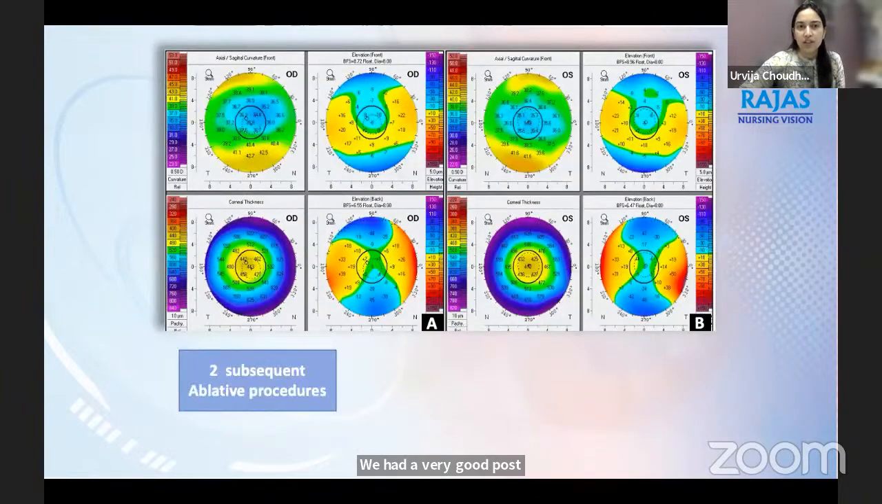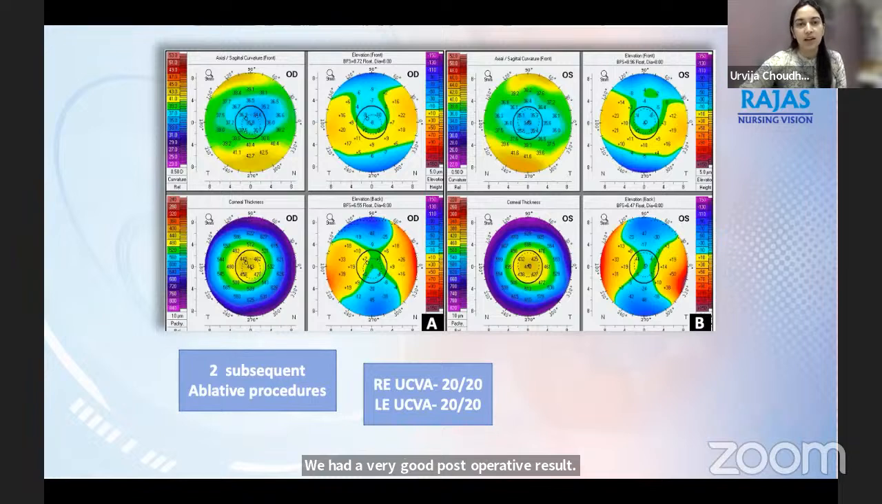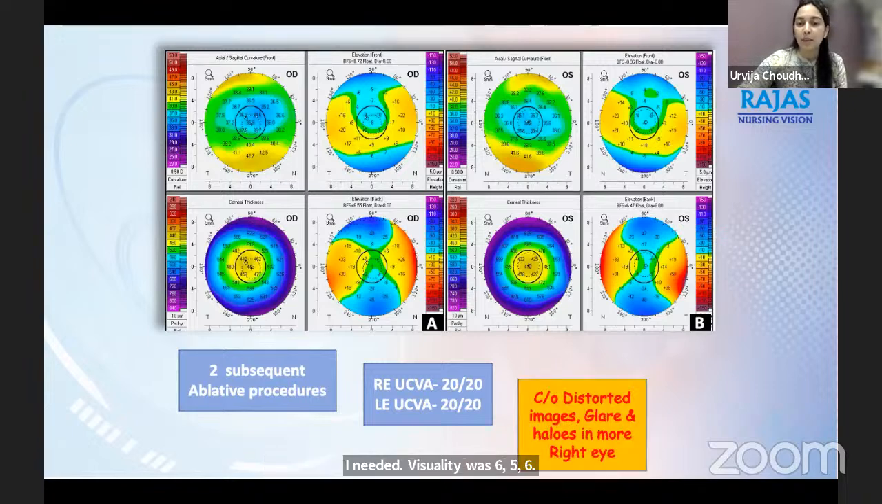Now, this was one very interesting case which we saw in our clinic. He had a history of 2 ablative procedures done on the eye, and both the surgeries were done in the US. When we see the topography of the right eye, you will see that there is a slightly decentered ablation. And the BCVA was 6/6. Sorry, the unaided visual acuity was 6/6. But the patient still complained of distorted images, glare, halos, which were more in his right eye.